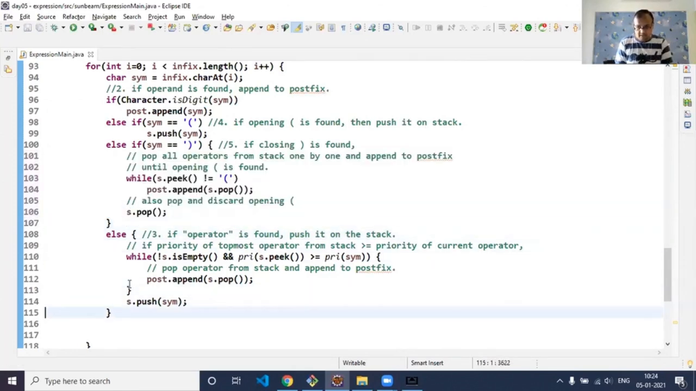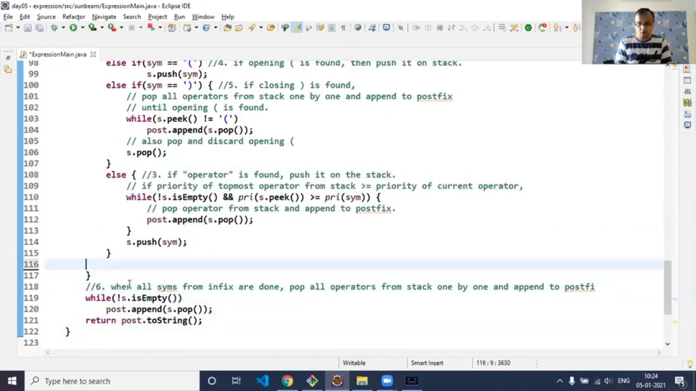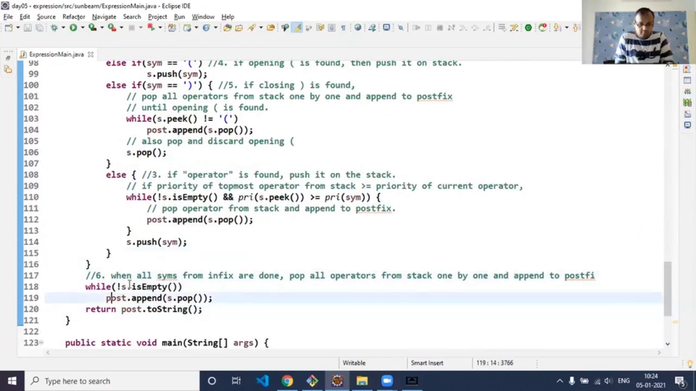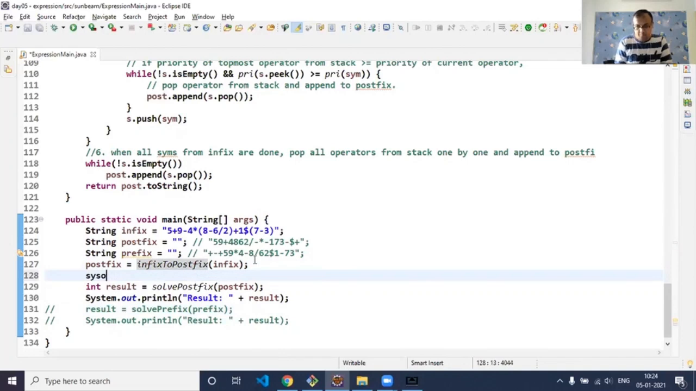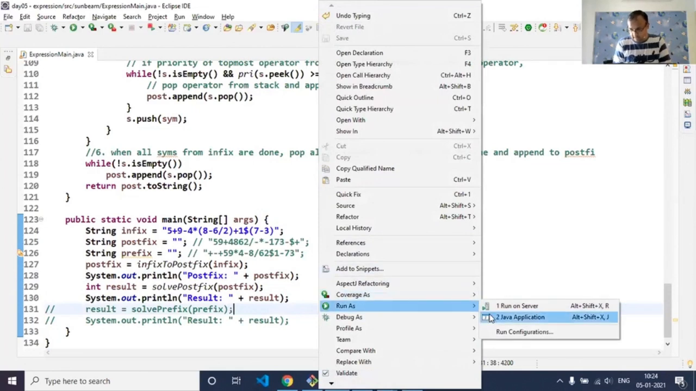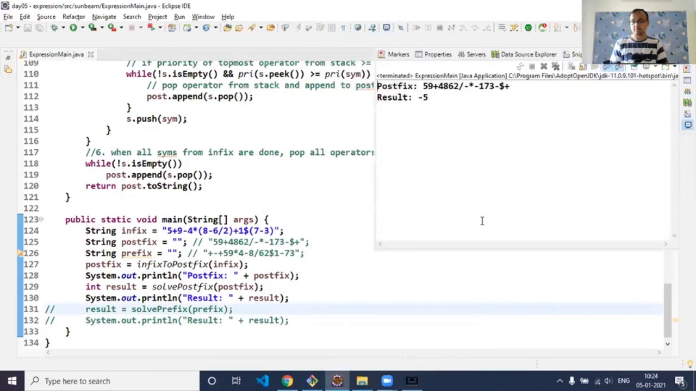Let me check if everything is okay. Looks okay, so this code will run. Let's see whether it works or not. Infix to postfix, and let me try to print the postfix. Done. Click run as, and if there is no spelling mistake, this should work. Is it working? Final result -5 has come, which means I am very sure this must be correct, because we hadn't hard coded it here, right?